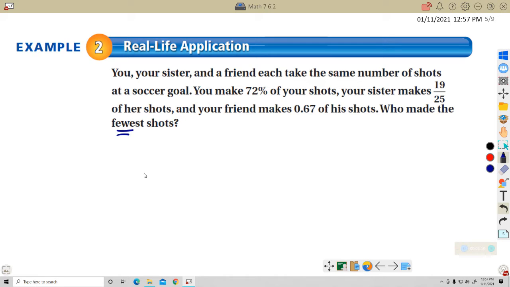No, let's see. Let's go ahead and write these out here. 72%. And we take the same number of shots. 19 out of 25 and 0.67. Okay, so what's really the way to go here now? I think putting everything into a decimal format might be the easiest because this one's already decimal. Or we could put everything as a percent, but that takes an extra step. So let's go ahead and put everything as decimal. This was decimal already, 0.67. This 72%, I'm going to divide by 100, so this will be 0.72. All right. So we know this one's lower than this one already.